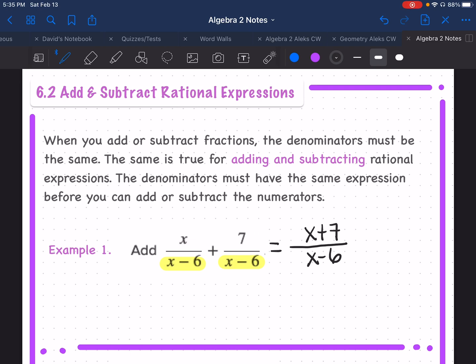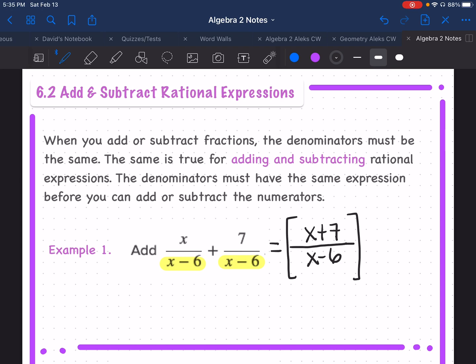Now I would consider this a factor and that a factor. Since they are not the same, 7 and 6 are different, plus and minus is different, nothing is going to cancel, and this is going to be our answer.